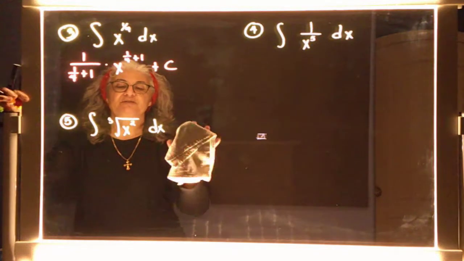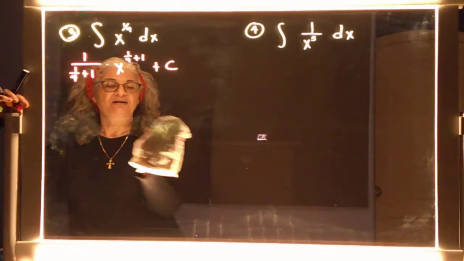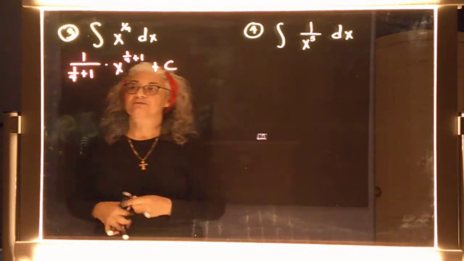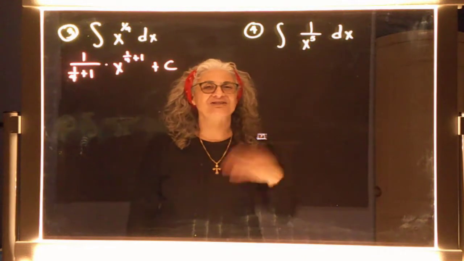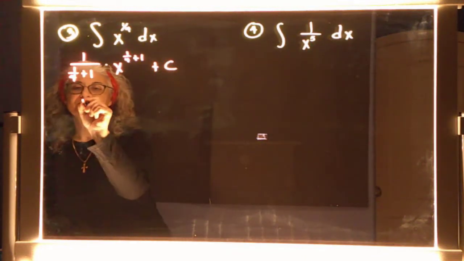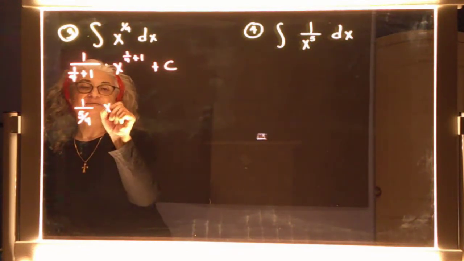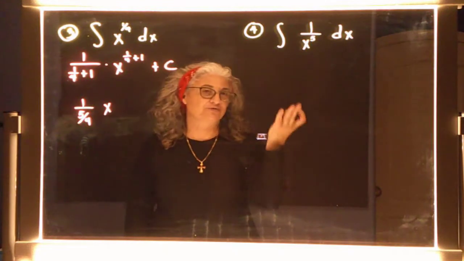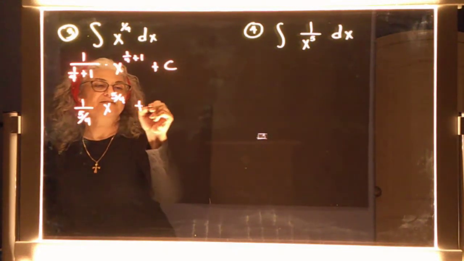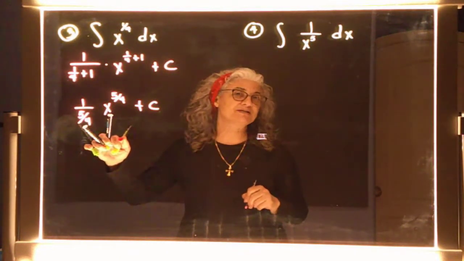Agreed? Okay. And then, yeah, you've got to add that, don't you? So, let me just give myself a little bit more board space. If I have room on the board still, I'll come back to that problem. So, 1/4 plus 1. Stay off the calculators. Come on, 1/4 plus 1. Good, 5/4. So, 1 over 5/4 times x to the 5/4, because we just did it, 1/4 plus 1, plus c.